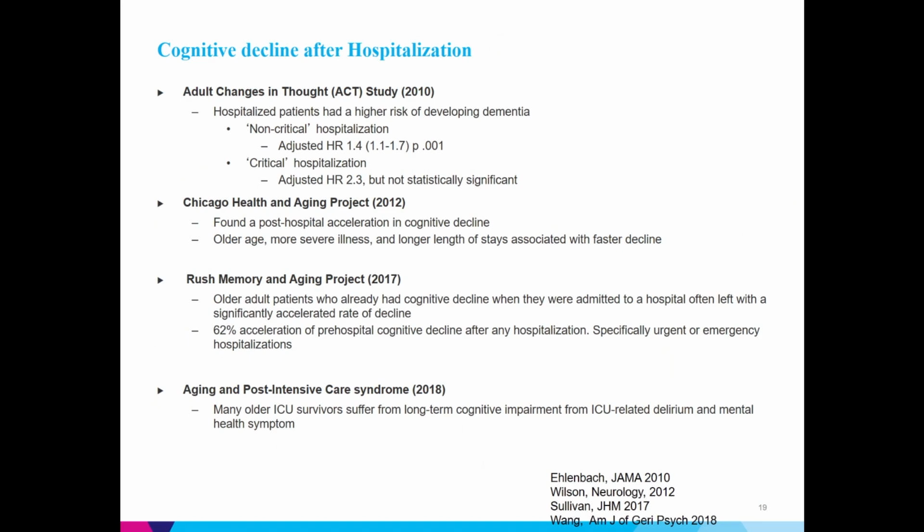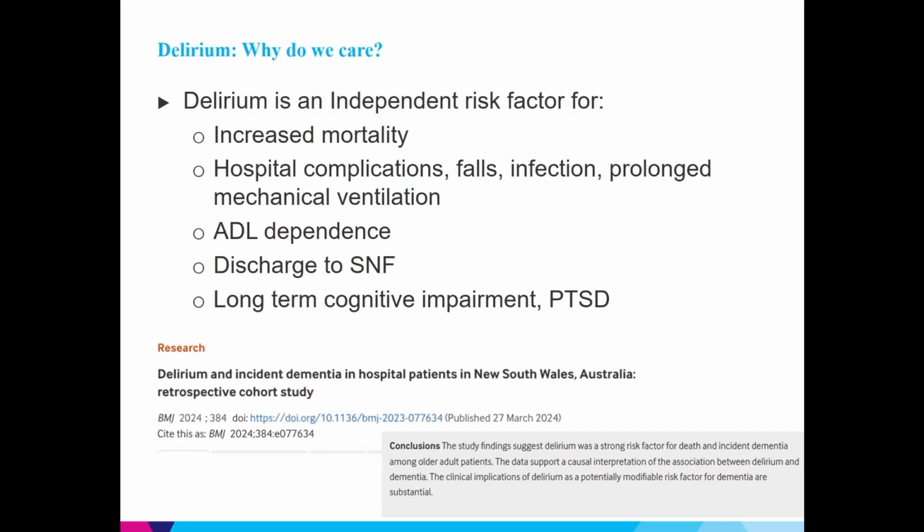And in terms of delirium, this has been replicated in studies. We know that delirium, often deemed a medical emergency, is an independent risk factor for increased mortality, worsening hospital complications such as falls, infection, prolonged mechanical ventilation, long-term loss of independence in your activities of daily living, and more complex discharges to post-acute care facilities with underlying long-term cognitive impairment and even post-traumatic stress.